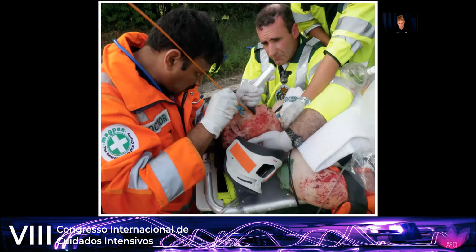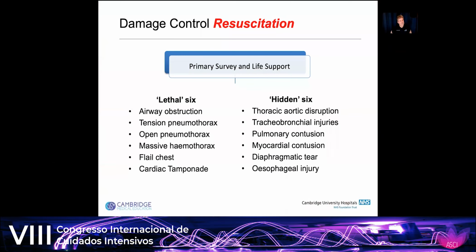Our airway management approaches and principles are essentially the same as other speakers will talk about. I'm not going to dwell on some of the airway management challenges around pre-hospital care. And similarly, in terms of thinking about breathing, the key issue in damage control resuscitation is actually this idea of a lung protective strategy. Once our lethal 6 has been identified in the primary assessment, we've considered the so-called hidden 6, and then we're thinking about lung protective ventilation strategies.